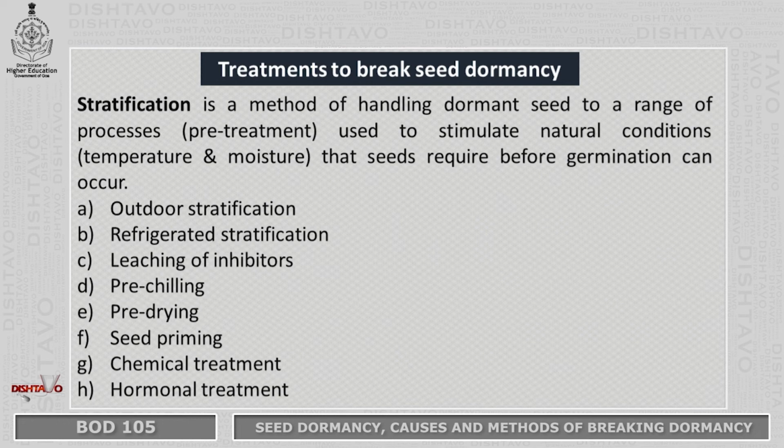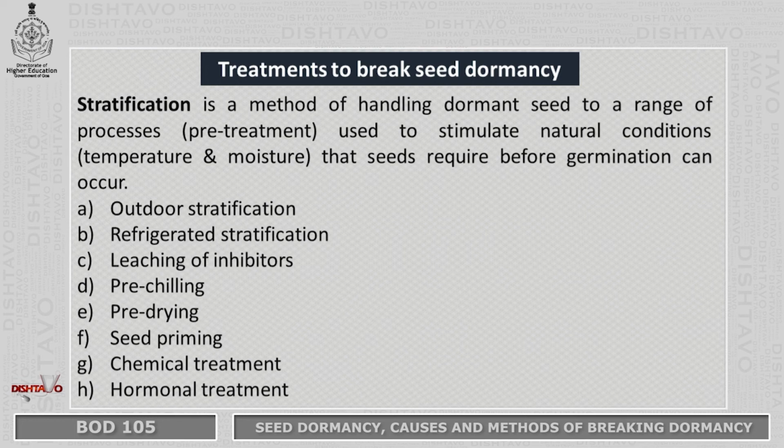The next method is pre-chilling. From the name itself, it means chilling. That means before germination, you have to give a chilling treatment. In seeds of certain plant species, dormancy can be overcome by pre-chilling treatment. In this treatment, the imbibed or soaked seeds are kept at a temperature of 5 to 10 degrees Celsius for 5 to 7 days before sowing. After that, the seed can be sown in the field immediately.